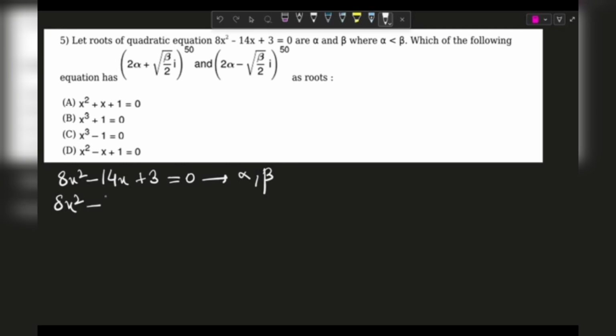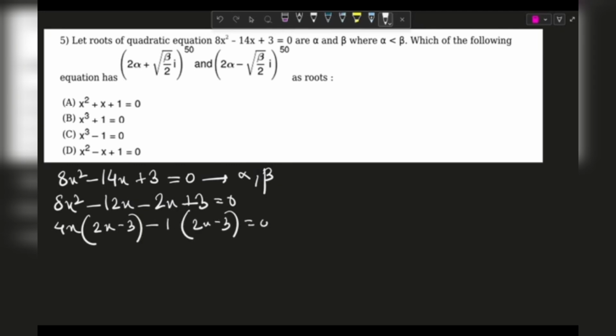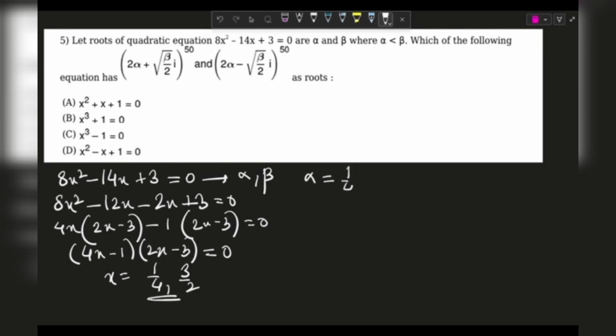This is pretty easy to solve. We can split the middle term as minus 12x minus 2x plus 3 equal to 0. So I guess this is your 4x times (2x minus 3) minus 1 times (2x minus 3) equal to 0. So (4x minus 1) into (2x minus 3) equal to 0. So our solutions for this equation are x equal to 1 by 4 and 3 by 2. Now these are given to be alpha and beta, and alpha is less than beta. So basically alpha is 1 by 4, beta is 3 by 2.